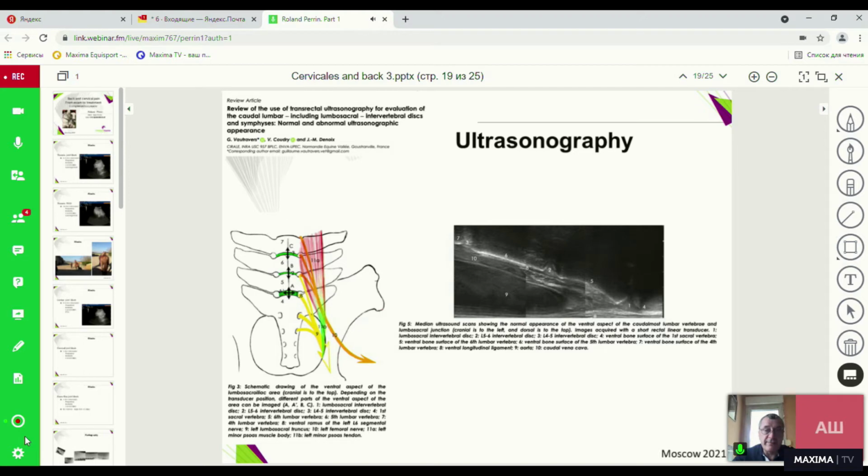The same on rectal palpation, you can have a good evaluation of the disc between the last lumbar and the first sacral. You can appreciate the nerves. You can appreciate the sacral joint. You can appreciate the joint between the intertransverse apophysis. So, of course, it is very interesting.